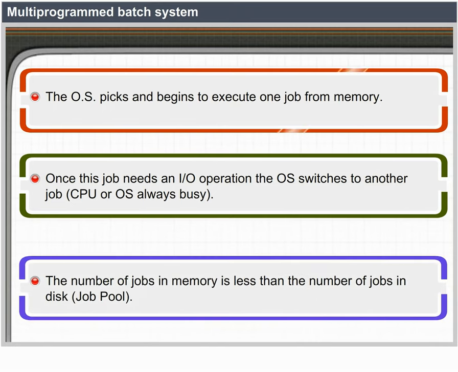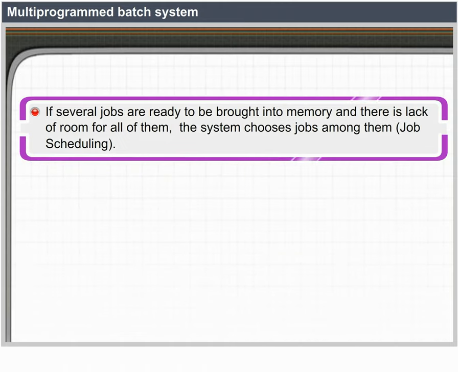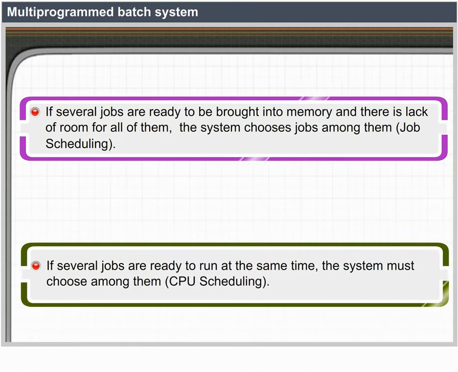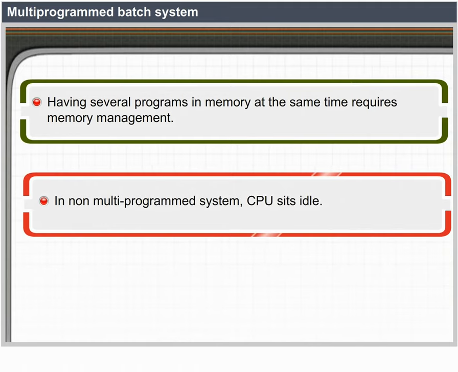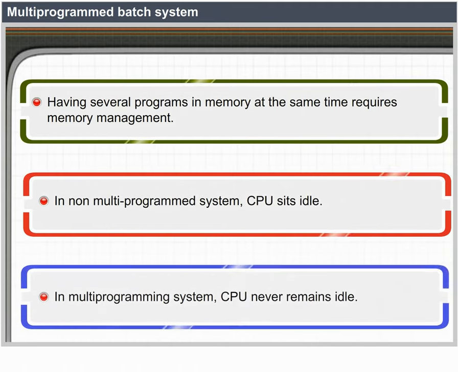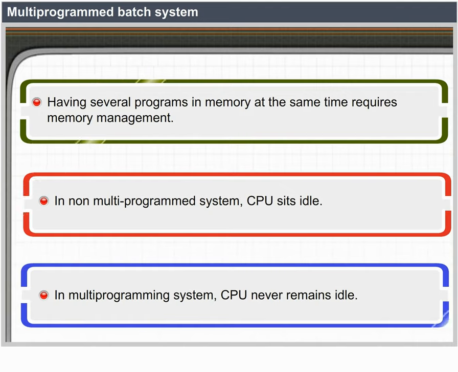The number of jobs in memory is less than the number of jobs on disk, the job pool. If several jobs are ready to be brought into memory and there is not enough room for all of them, then the system chooses jobs among them, job scheduling. If several jobs are ready to run at the same time, the system must choose among them, CPU scheduling. Having several programs in memory at the same time requires memory management. In a non-multiprogrammed system, the CPU sits idle. In a multi-programming system, the CPU will never be idle.